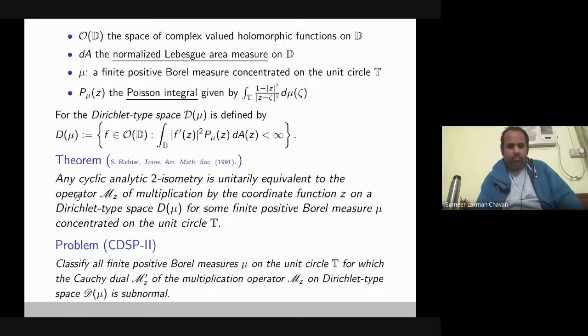Now, with the help of this, you can reformulate the Cauchy dual subnormality problem. Let's call it version 2. So we are just now confining ourselves to cyclic. Classify all finite positive Borel measures. Because of this theorem, you can just ask what are all measures mu, because you know that multiplication by z on D mu is a 2-isometry, for which the Cauchy dual M z prime is subnormal.